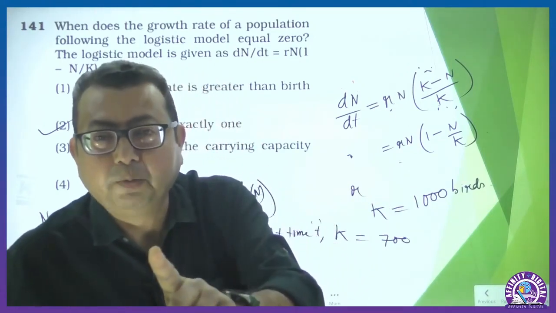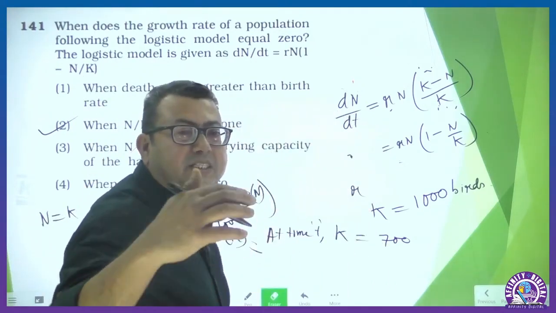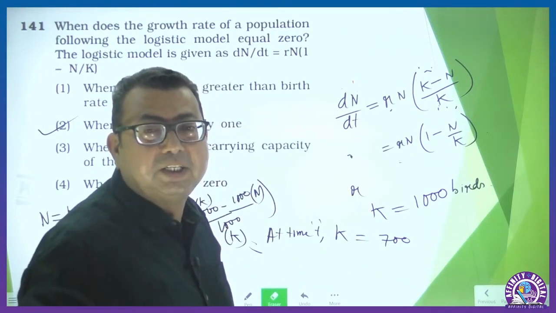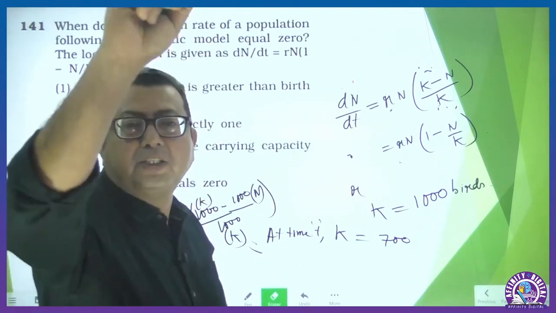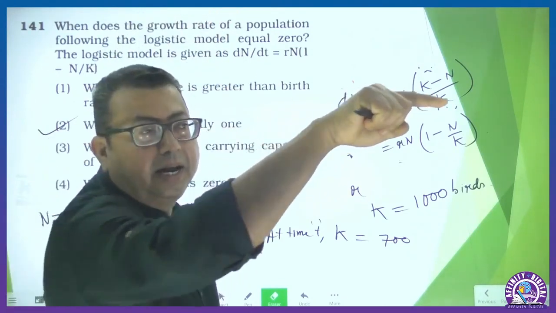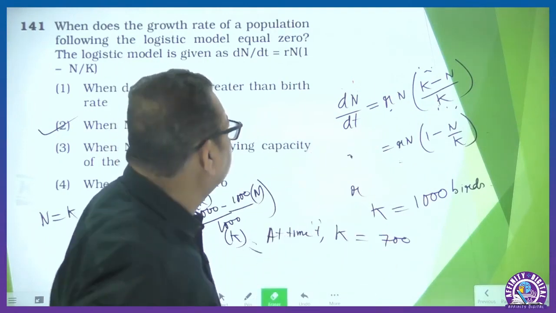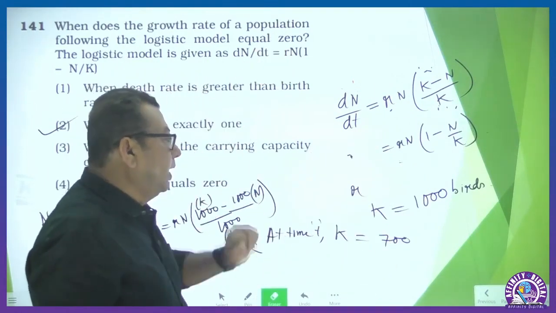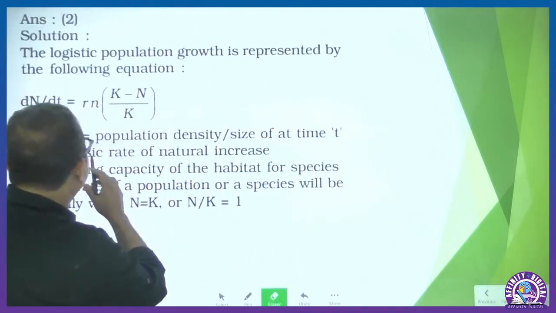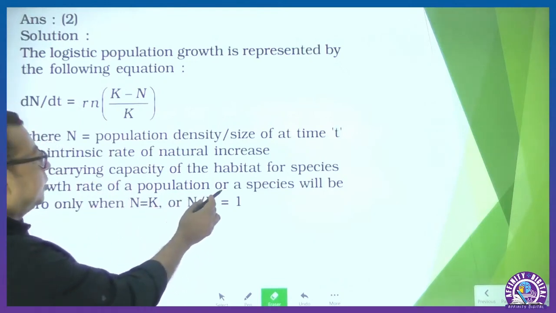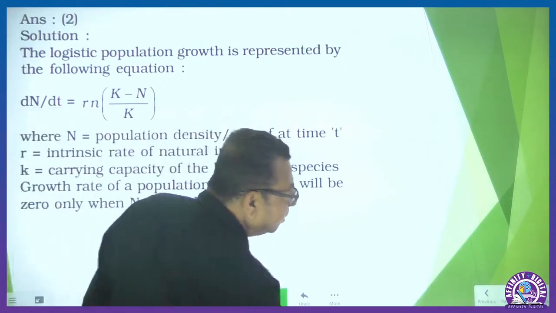What type of growth curve do we have, sigmoid curve or J-shape curve? Sigmoid curve, which has the following phases. The initial phase is called the lag phase, meaning slow growth, then exponential growth, meaning the phase of acceleration, then the phase of deceleration, then when the population growth rate becomes zero it is called the asymptote. The growth rate of a population or species will become zero only when N equals K or N by K equals 1.